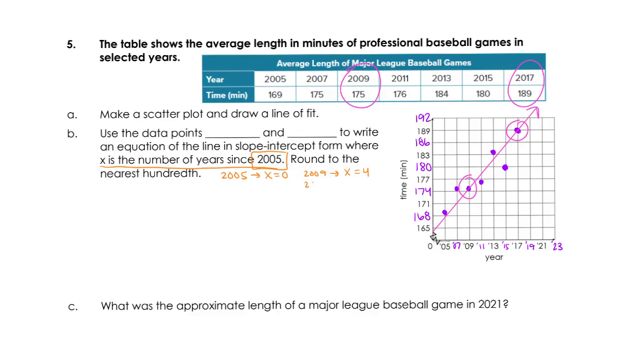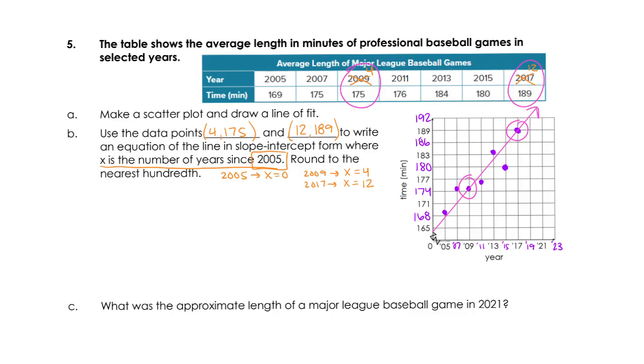And then 2017 would mean x has to be, so if 0 is 2005, 2017 is 12 years after 2005, so x would have to be 12 here. So instead of using 2009, we're going to use 4, and instead of using 2017, we're going to use 12. So my ordered pairs are actually (4, 175) and (12, 189). That is something you have to pay attention to.